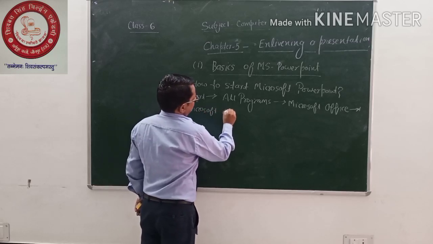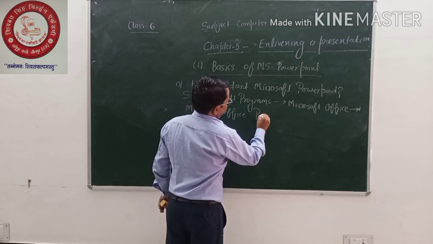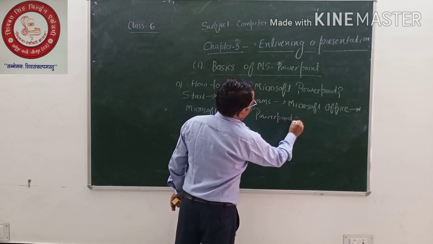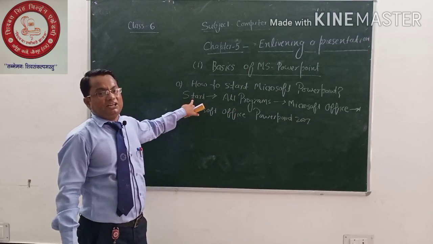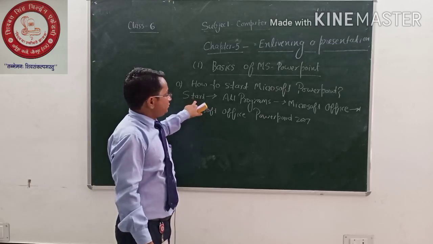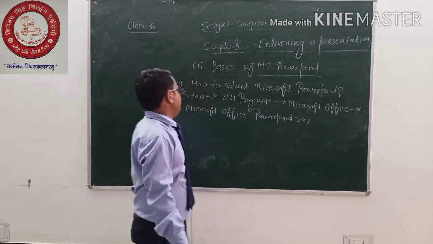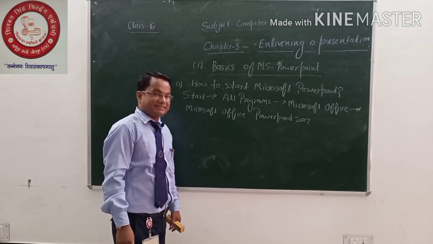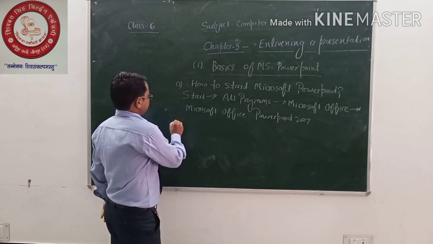Now, once you click on this, the last and final step, Microsoft Office, then PowerPoint 2007. Okay, so let me repeat one more time. Start, all programs, Microsoft Office, and the last step is Microsoft Office PowerPoint 2007. Clear?